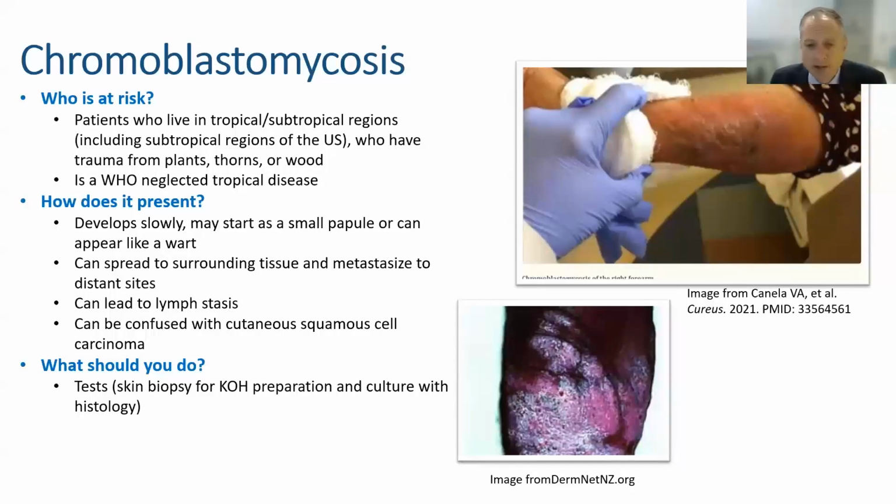So to diagnose these, again, high index of suspicion, but really need a skin biopsy and KOH preparation and culture with histology. And they have very characteristic forms called sclerotic bodies or Medlar bodies. Some people call them copper pennies on histopathology. So that is commonly asked on boards. So maybe something to kind of look into if you're not familiar with this.